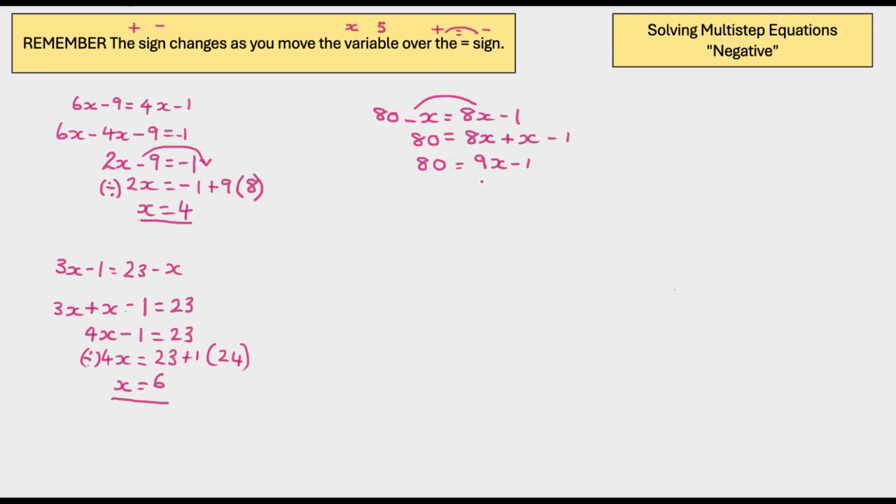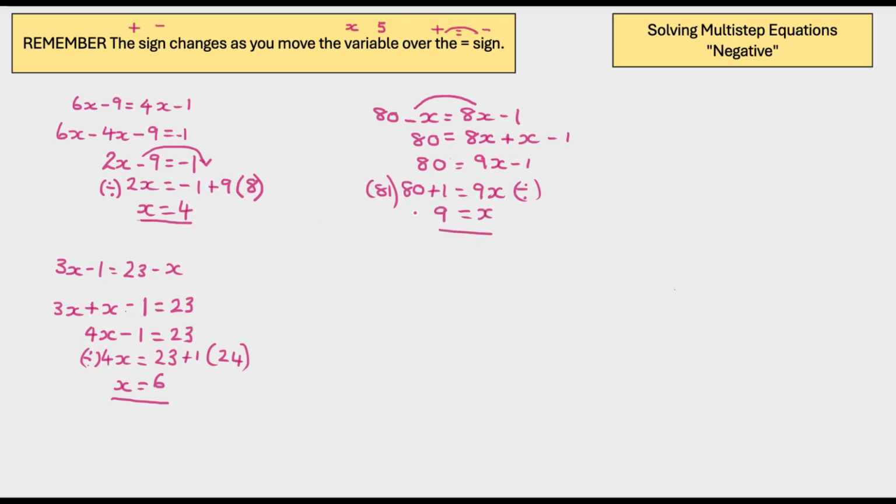Let's deal with the numbers now. Minus 1 has got to go over there, and it's going to turn into a plus. So it's going to be 80 plus 1 equals 9x. Divide by 9, and 9's into, sorry, that's 81. 9 divided into 81 equals 9. So x equals 9.